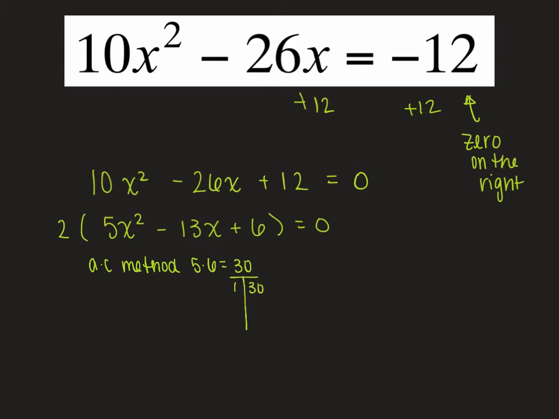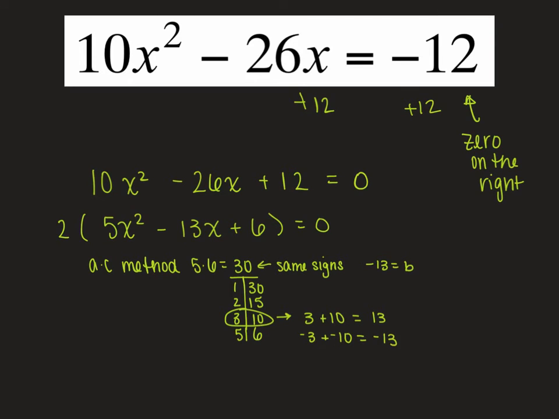So we have 1 and 30, 2 and 15, 3 and 10, 4 doesn't go into it, 5 and 6. So that's it. So keep in mind, this is a positive 30, so that means that our signs need to be the same signs. And we're trying to get to a negative 13 as our b value. And to do that with the same signs, that means both of our factors need to be negative. So if I look at 3 and 10, if I do 3 plus 10, it's going to give me 13. But if I do negative 3 plus negative 10, that'll give me negative 13.